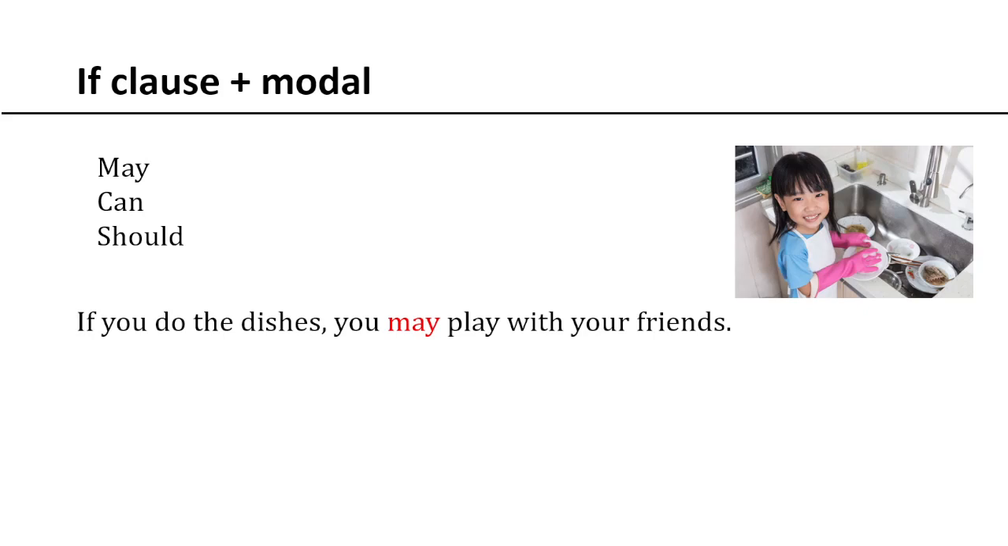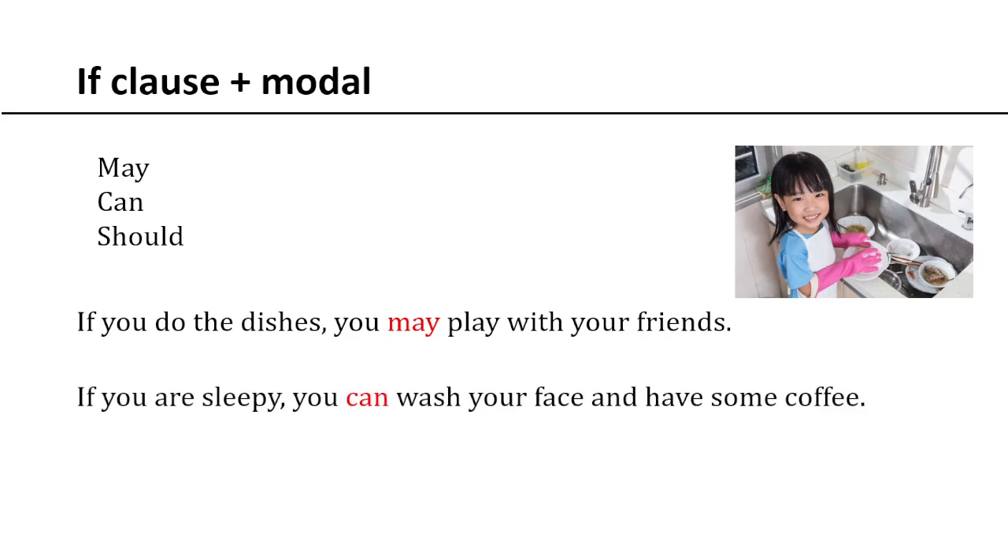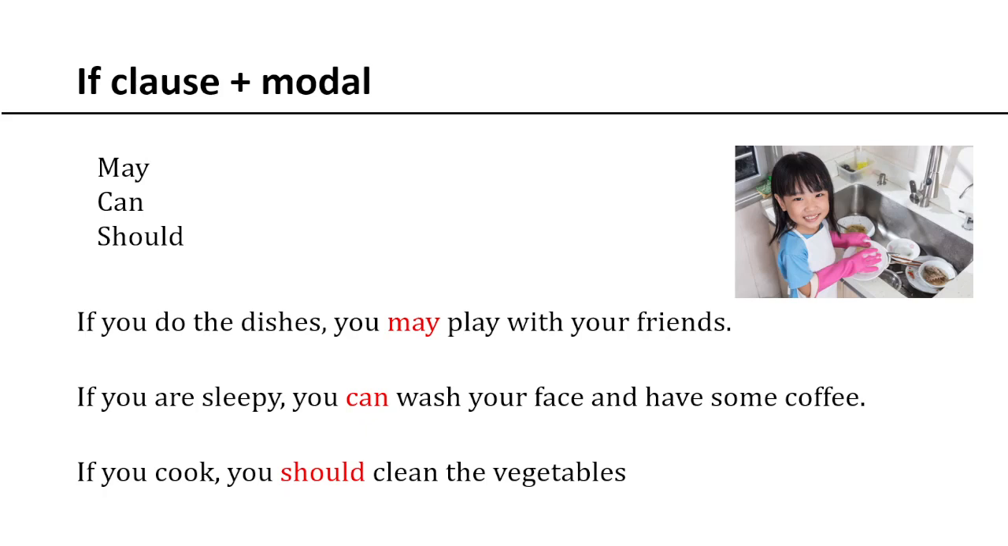Instead of using will, we can also use modals. We can use may, can, and should. Let's look at the example. If you do the dishes, you may play with your friends. Here we use may. If you're sleepy, you can wash your face and have some coffee. Here we use can. So may and can are used to give permission. And then should. If you cook, you should clean the vegetables. Here we use should instead of will. So should here is used to give advice, right?